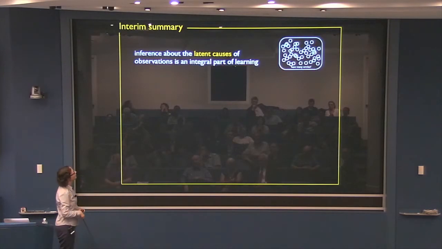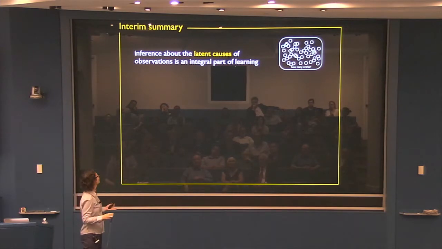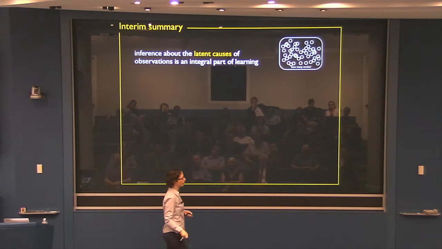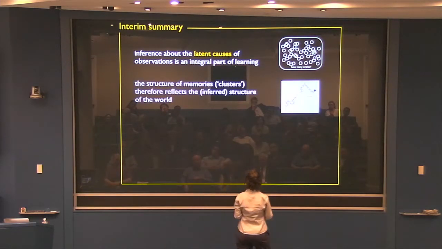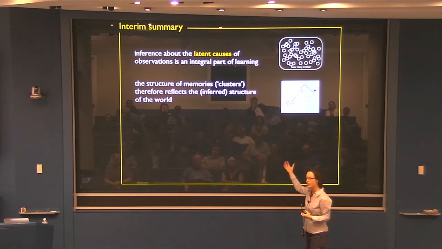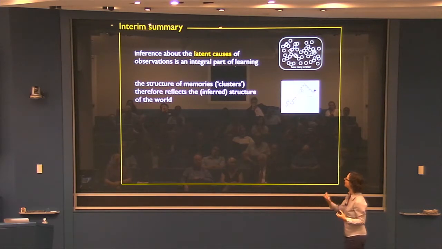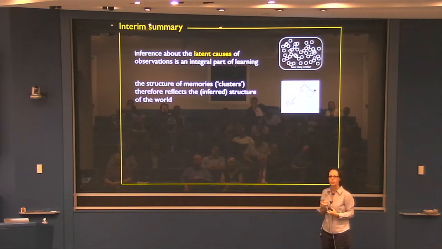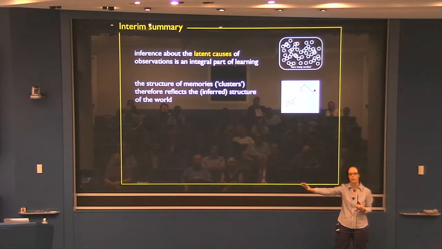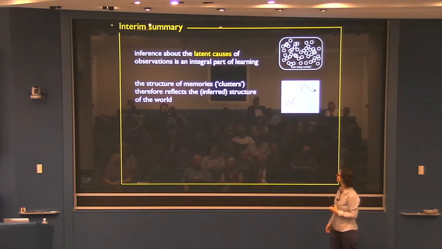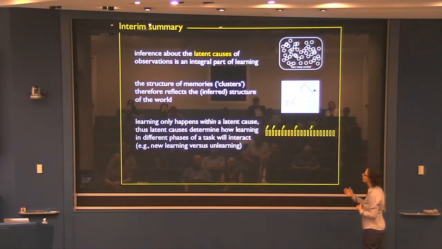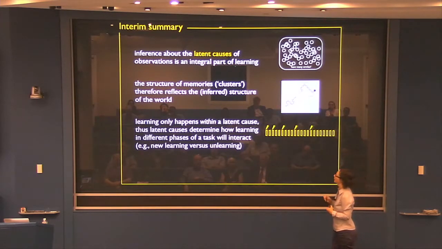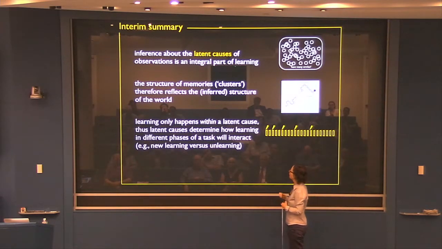Okay, so what I've been telling you so far is that inferences about latent causes of observations, to my understanding, are an integral part of learning. And therefore, the structure of memories, if I could read it out from your brain, the clusters in your memory, would tell me what you inferred as the structure of the world. Because we're trying to learn the true structure of the world. We're not just making it up. And that learning only happens within each one of these latent causes, within each one of these clusters.